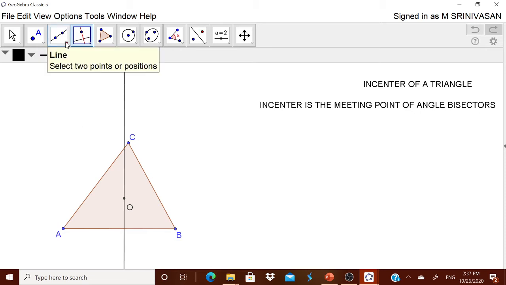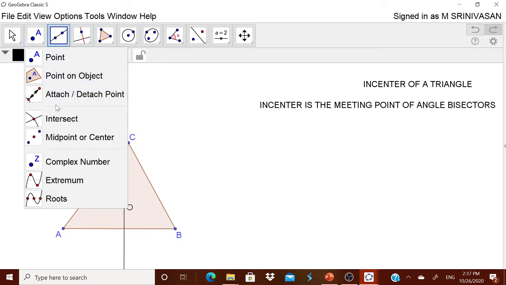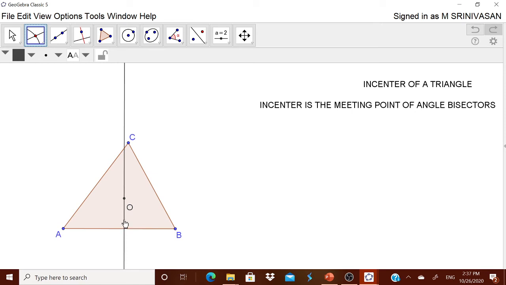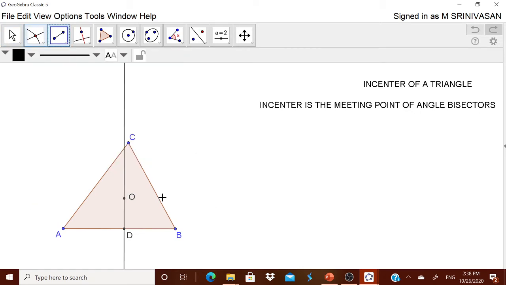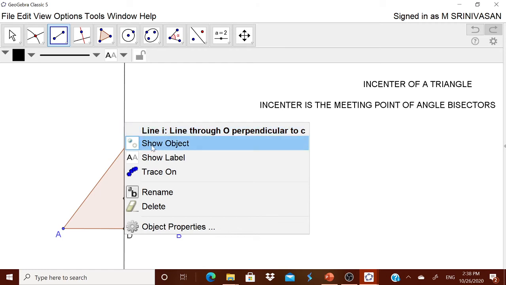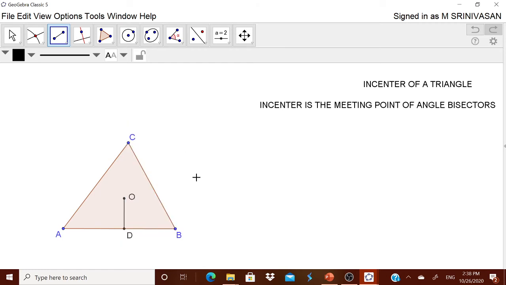Now let us take the point of intersection. Go to this point of intersection of this perpendicular with this line. Okay, now you got it as D. Now this OD is nothing but the radius of the circle. Let us go for the line segment and join this O and D. We don't want this other line, therefore let us remove it. Now you got this OD, which is the radius of the incircle.